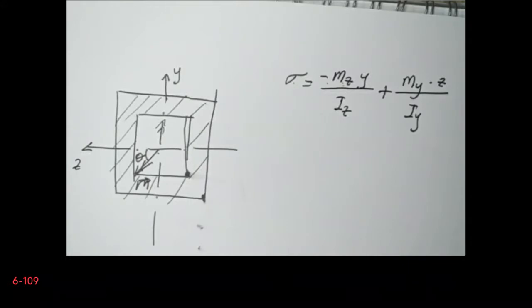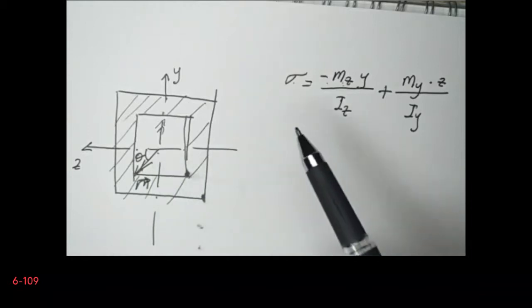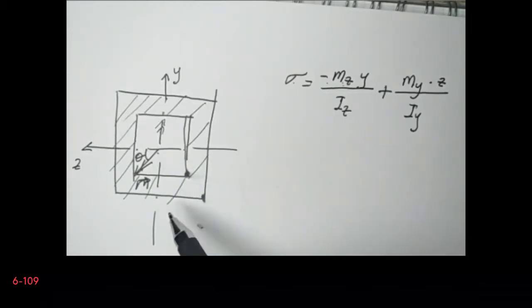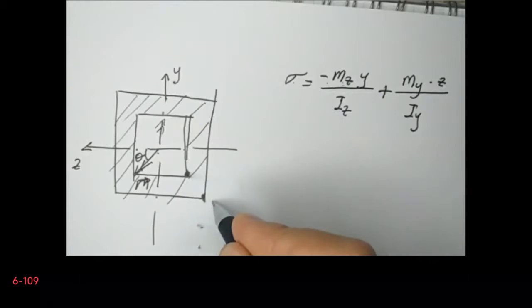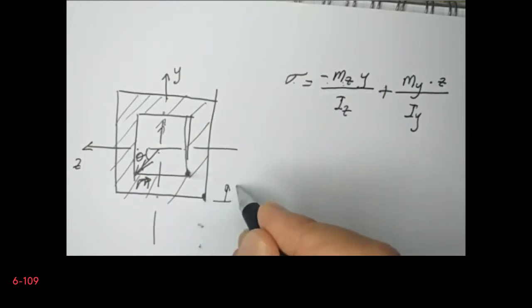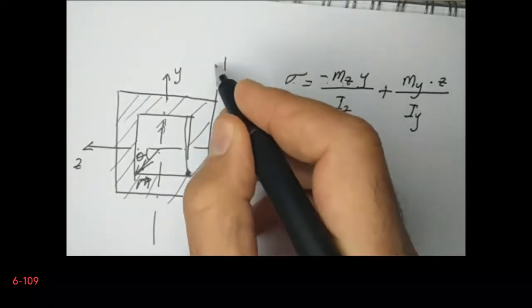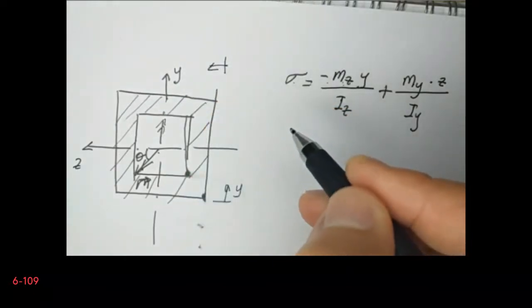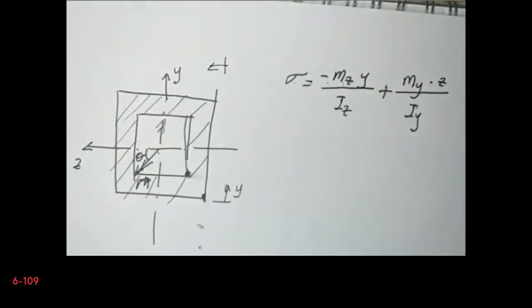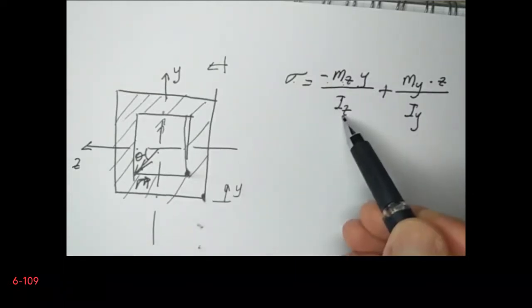In fact, if the cross section is not symmetric, you should calculate the location of the centroid with respect to both directions, and you should locate it. Now let's calculate first the maximum stress. In order to do that, we need to calculate the moment of inertia around the z-axis and around the y-axis. So this is what we should do.